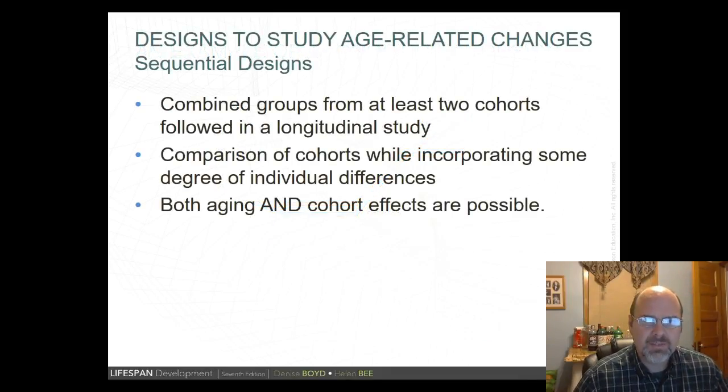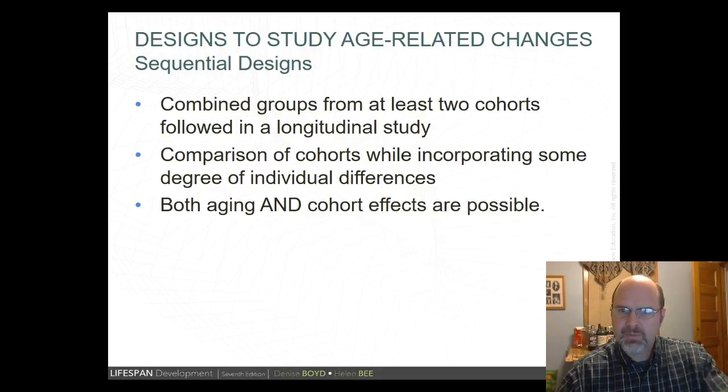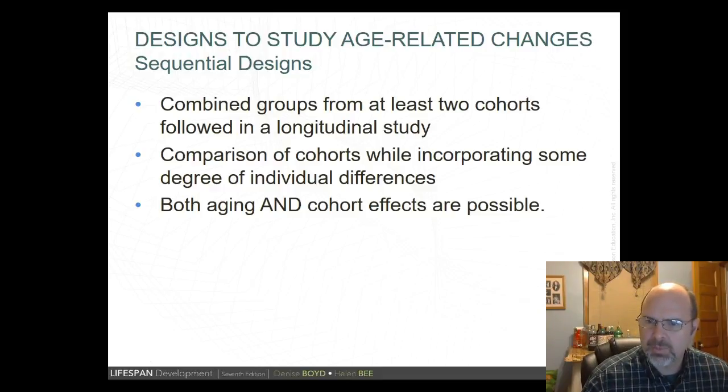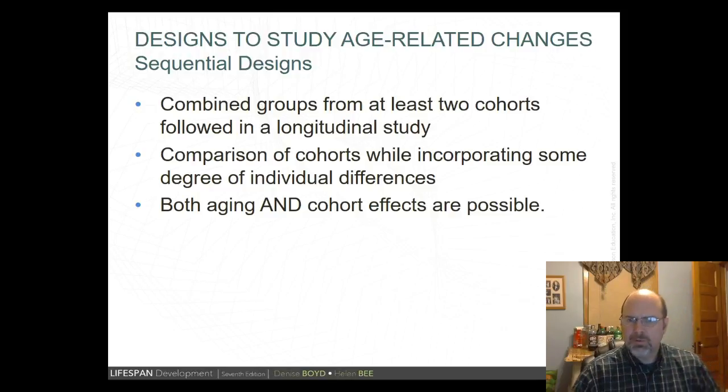Now, sequential designs combine groups from at least 2 cohorts followed in a longitudinal study. This design allows for comparison of cohorts while also incorporating some degree of individual differences. This avoids the shortcomings of using just one design. Age group comparisons provide the same kind of information that a cross-sectional study would, and the comparisons of the scores or behaviors of participants in each group to their own scores or behaviors at an earlier testing point provide longitudinal evidence at the same time. So sequential designs also allow for comparison of cohorts.